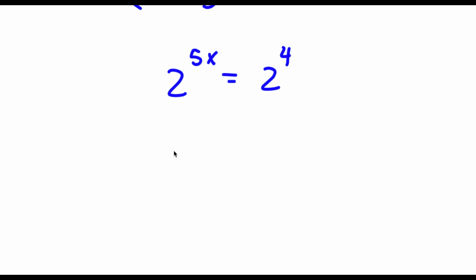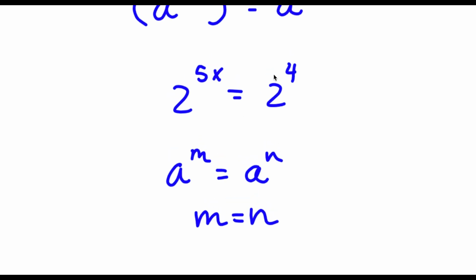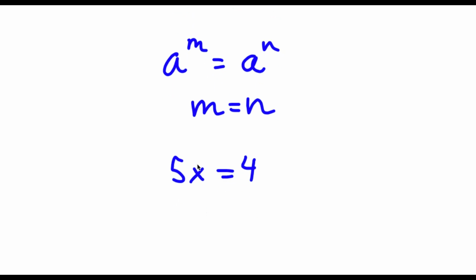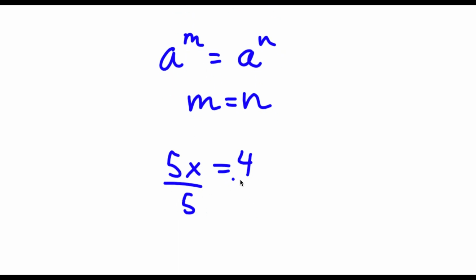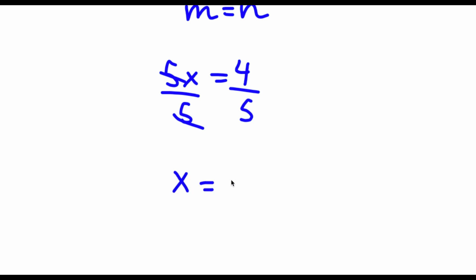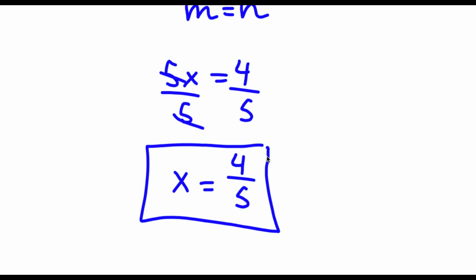Now, if I have something in the form a to the power of m is equal to a to the power of n, then this means that m is equal to n. So in this case, 5x is equal to 4. Now to solve this, I'm going to divide both sides by 5. So then these two cancel out. Now I'm left with x is equal to 4 over 5. So this is my answer.